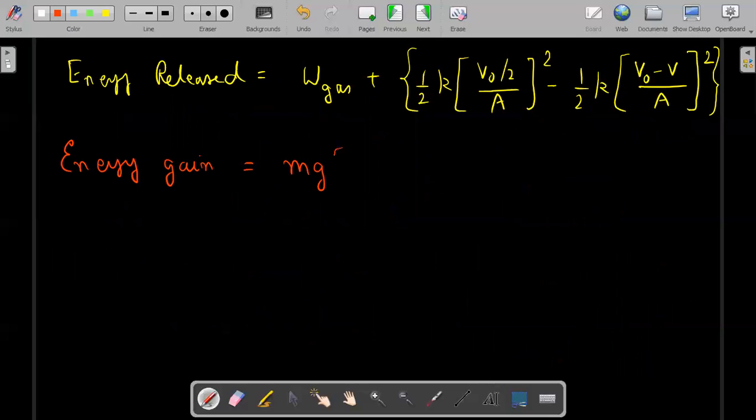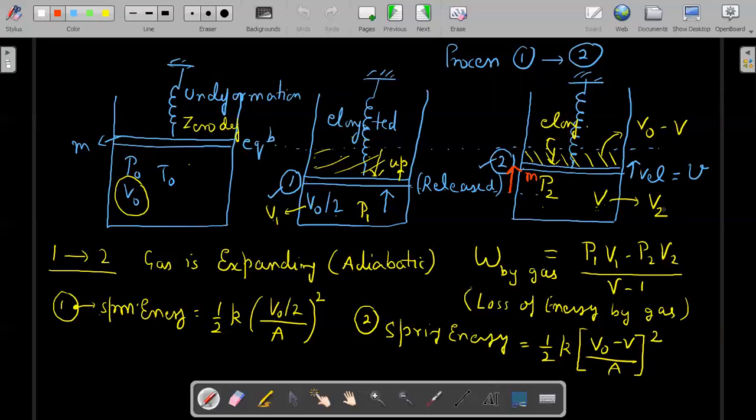And the displacement is V minus V naught by 2 divided by A. How is it V minus V naught by 2? We are interested in this displacement. We have to find this displacement from this level to this level. So this displacement can be obtained by the difference in the volume divided by area. So this is V naught by 2 volume at this place, and then here we have volume capital V. So capital V minus V naught by 2, the difference in this volume, divided by area, is the vertical displacement of that piston.